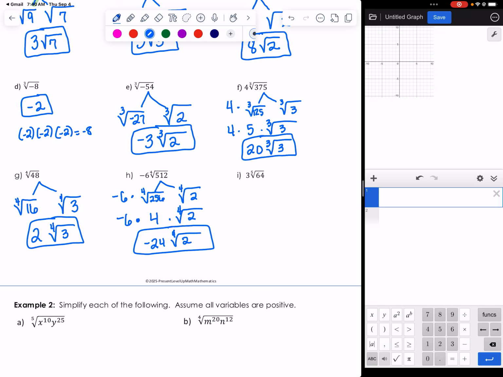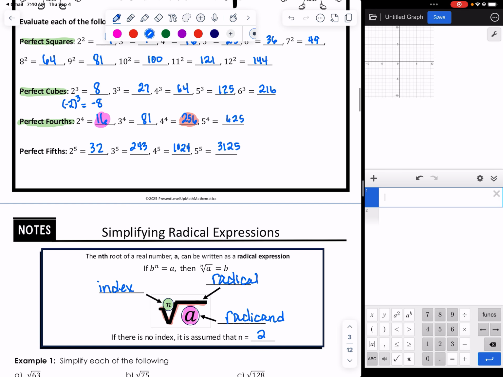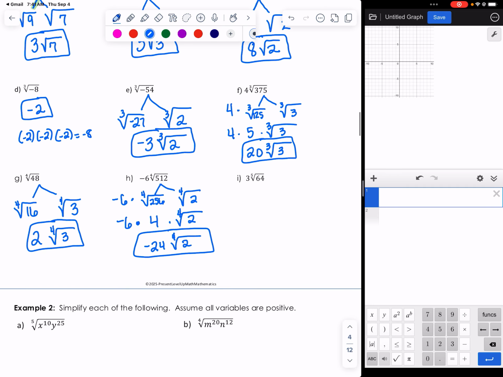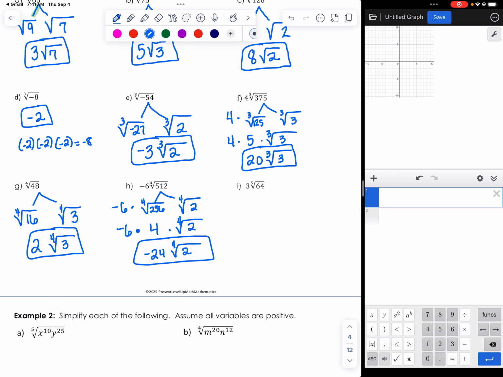Now, for problem I, I'd like you to pause your video and try this problem on your own. However, I do want you to notice that this is a fifth root, so you need to look at your perfect fifths when you're simplifying it. That's the hint I'll give you. Pause the video and try this problem on your own. All right, let's see how you did.